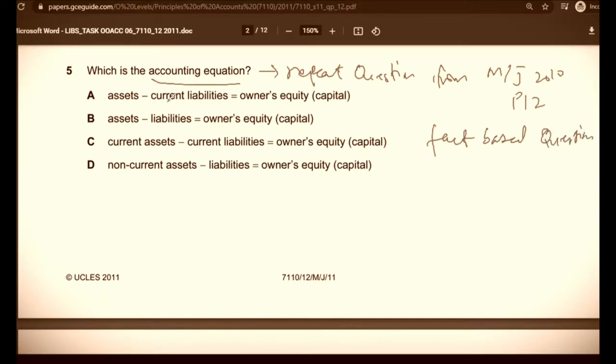Asset minus, no, we don't have current. So this is outright absolutely wrong. Asset minus liability is equal to owner's equity. Yeah, this sounds very right, but we will look into options C and D. No, current assets, no. These C and D are absolutely wrong. So the correct answer to multiple choice 5 is option B.